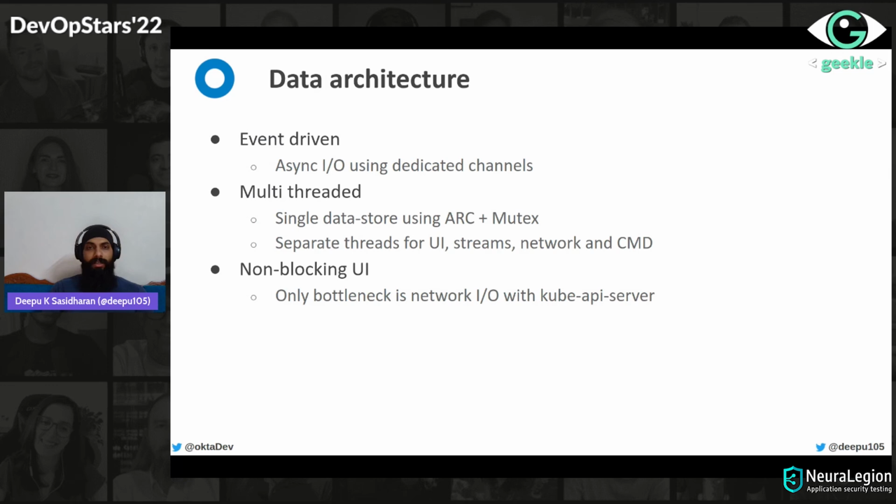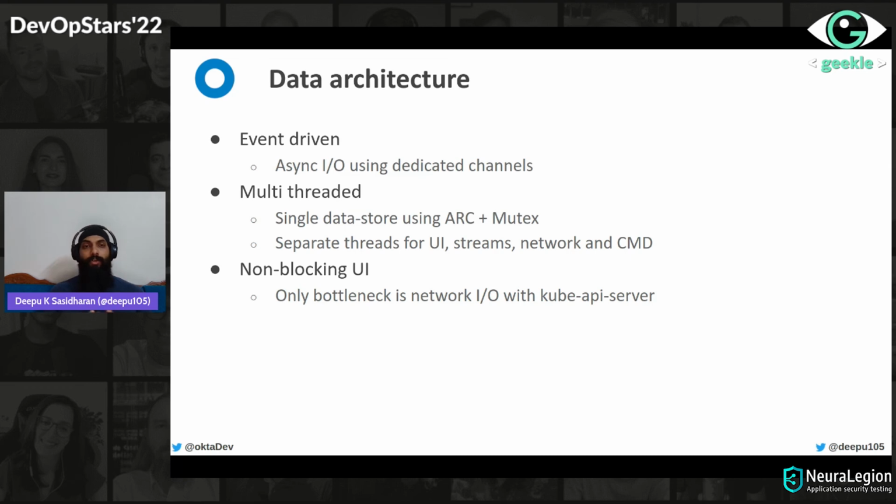So the data architecture of KDash is highly asynchronous and multi-threaded with event-driven I/O. I use a single data store for everything. It is shared across multiple threads with the help of Arc and Mutex. The UI is non-blocking as well. So everything that is going on in KDash is asynchronous, and the UI is rendered in one thread. All the network calls are done in another thread. The commands and stuff are run in another thread, and streaming of logs and stuff happens in another.